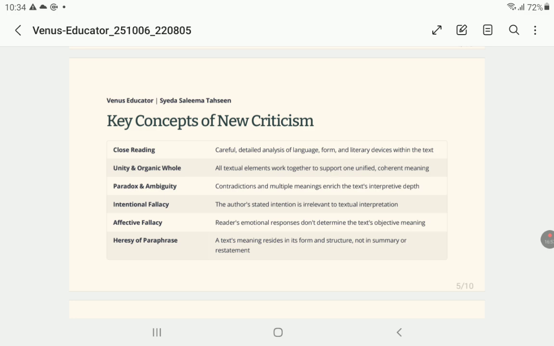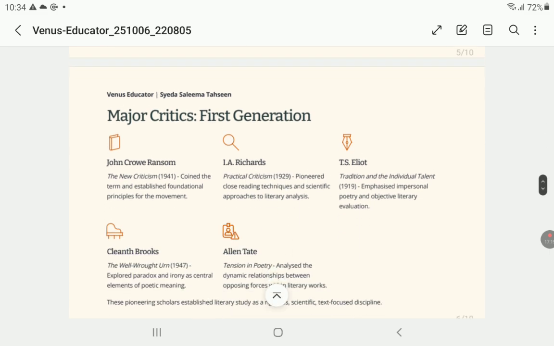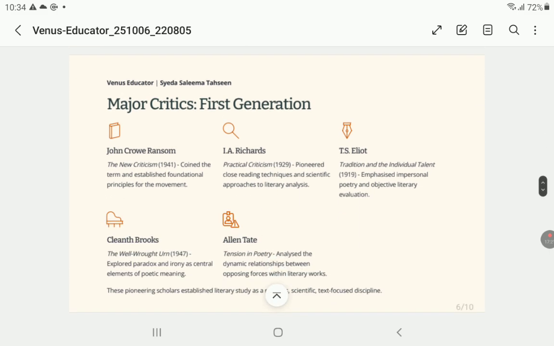Got my point? So a text's meaning resides in its form and structure, not in summary or restatement. That is all, in simple words. A text's meaning resides in it, not in the summary. So you have to read the original text, not the summary. Okay, so who are the major critics?